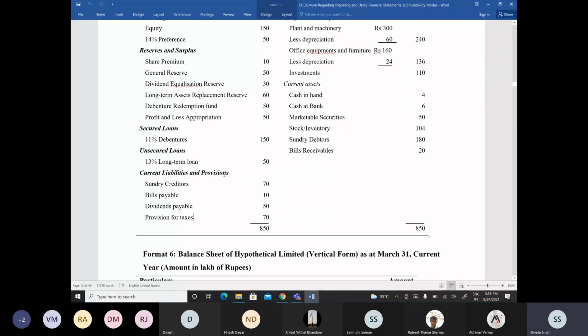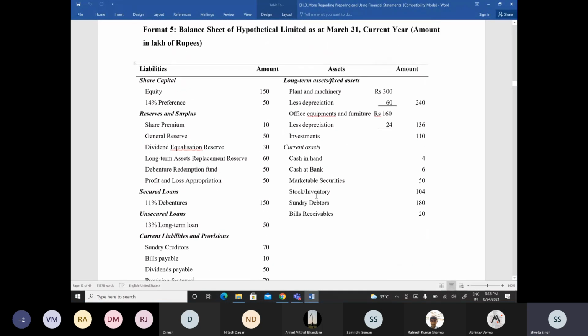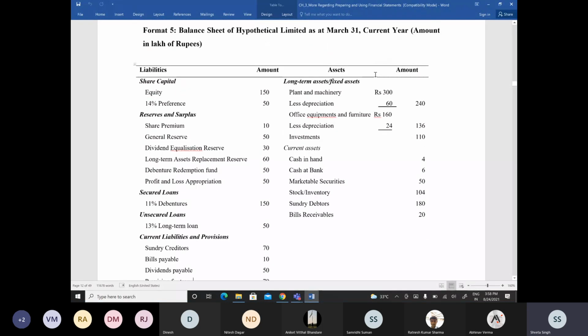You have sundry creditors, bills payable, dividends payable, provision for taxes. Okay, all of that comes over here. And on the asset side, you have long-term assets or fixed assets. So you have plant and machinery. You take out the depreciation from there. You have net plant and machinery.